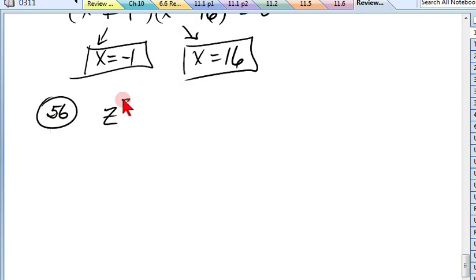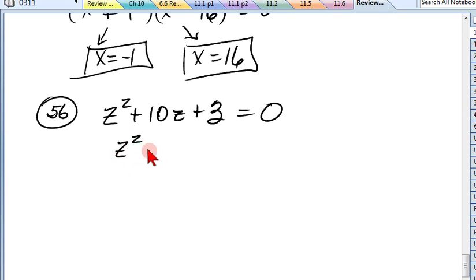And I have z squared plus 10z plus 3 is equal to 0. And you couldn't do this one by factoring. It's not factorable. Is it in the right form for completing the square? No. Completing the square, the leading coefficient has to be a 1. That's good. But the constant needs to go to the other side. So I have z squared plus 10z, I'm going to put plus a blank, is equal to, when the 3 goes over, it'll be negative 3 plus the same blank.